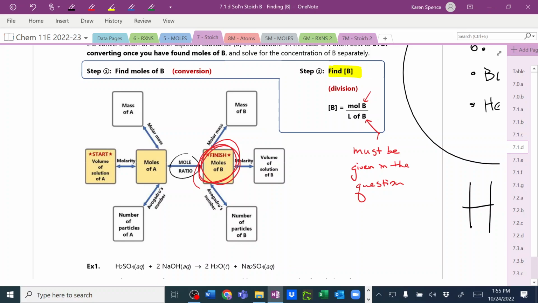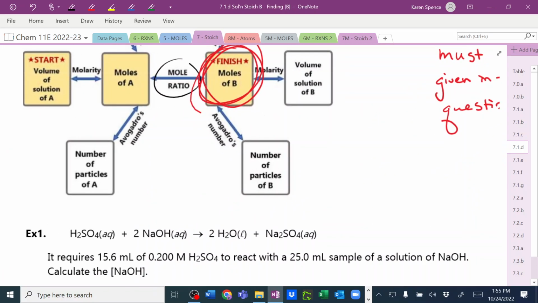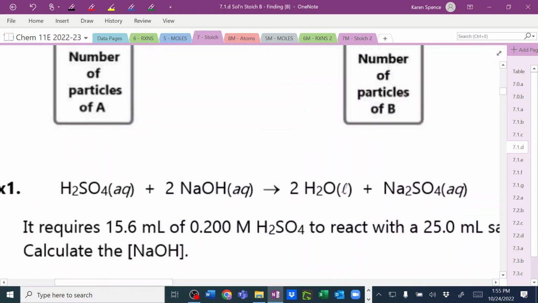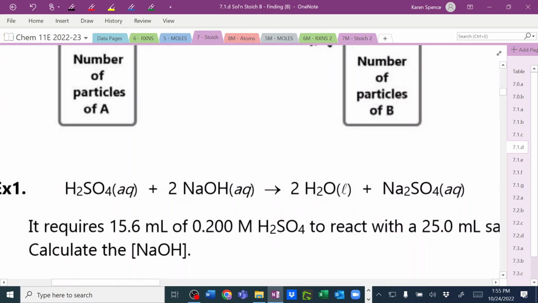So here we have a lovely neutralization reaction. Could you tell me the name of that acid? Tell your partner, what is the name of that acid? That is indeed sulfuric acid. It is reacting with sodium hydroxide, giving us water and sodium sulfate.